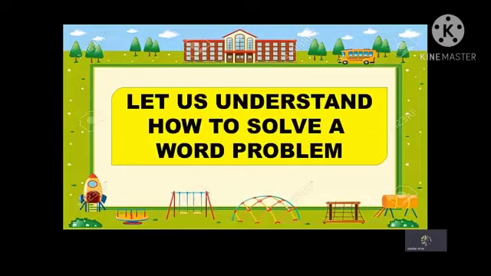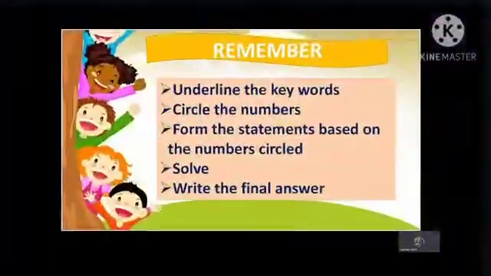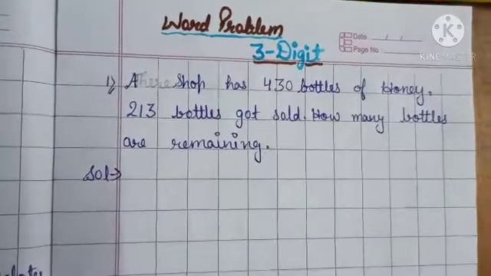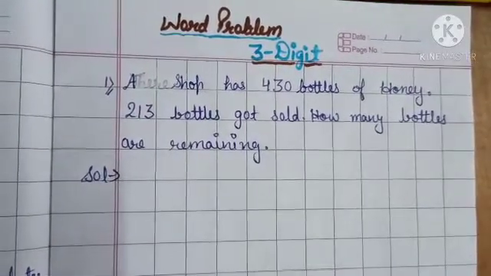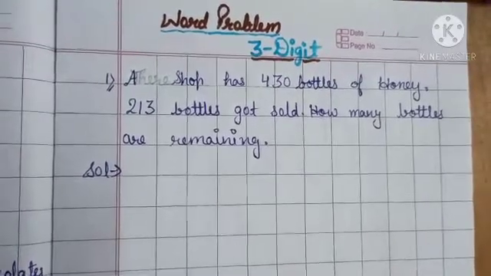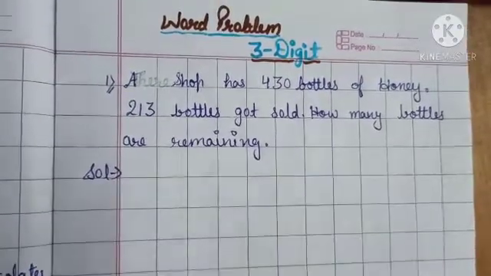Let's understand how to solve a word problem. First, we need to underline the keyword, circle the numbers, and form a statement on the basis of the numbers circled. After that, solve the story problem. Let's solve on the notebook. So here is the first question. Our first step should be to read out the statement.